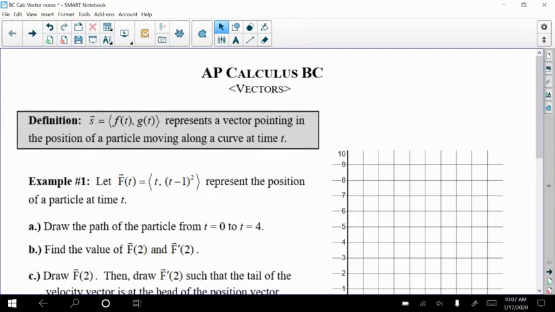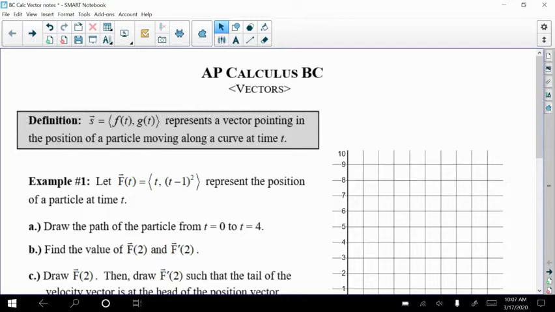This first video is going to focus on just getting a reminder of what vectors look like, and then the way they might show up on the AP exam, and then just differentiation of vector valued functions. The second video will focus on more of integrating vector valued functions.